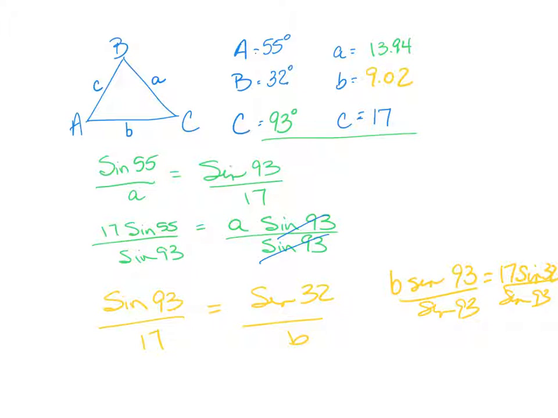How are we going to check it? In your calculators, you're going to put sine of 55 over 13.94. Hit enter. Put the a's in the formula. Then you're going to put in your calculator sine of 32 divided by 9.02. Hit enter. Then you're going to put sine of 93 divided by 17. And the 3 decimals should be really, really close.